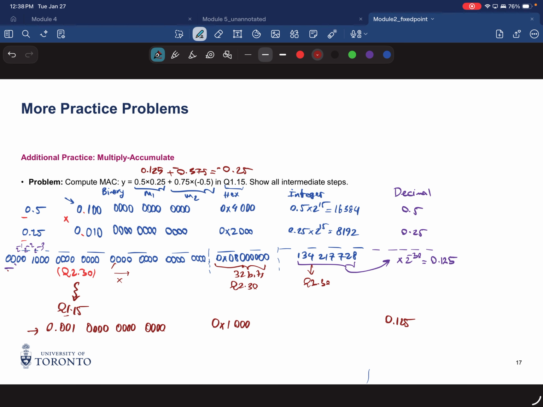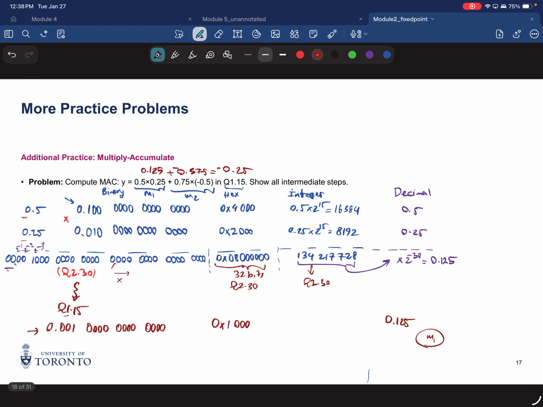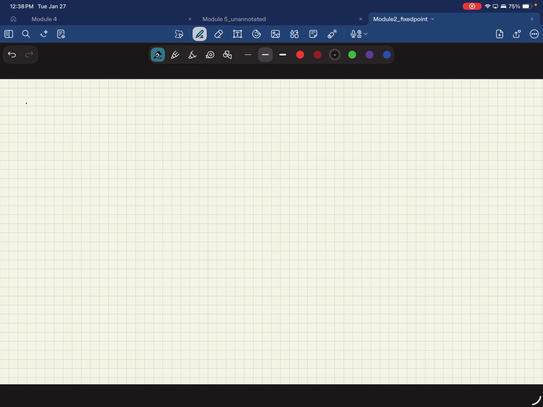Okay, now we just finished the first one. So this is our M1. Let's quickly do M2 because we have more slides to go through. M2: 0.75 and minus 0.5. I need your help to move this quicker. In binary, what is this number, 0.75? What is the first bit? 0. What is the second bit? Third bit? 1. Fourth? What's that? 0. Exactly.